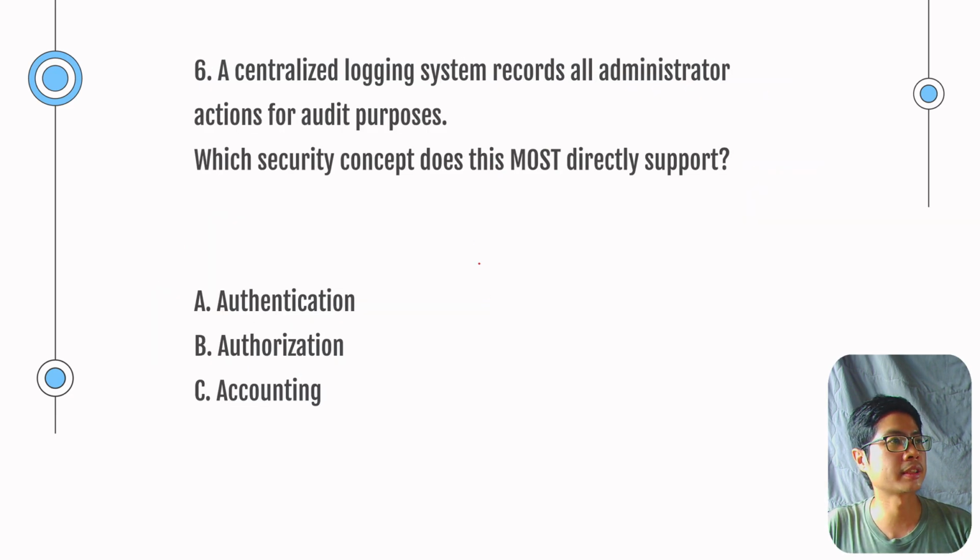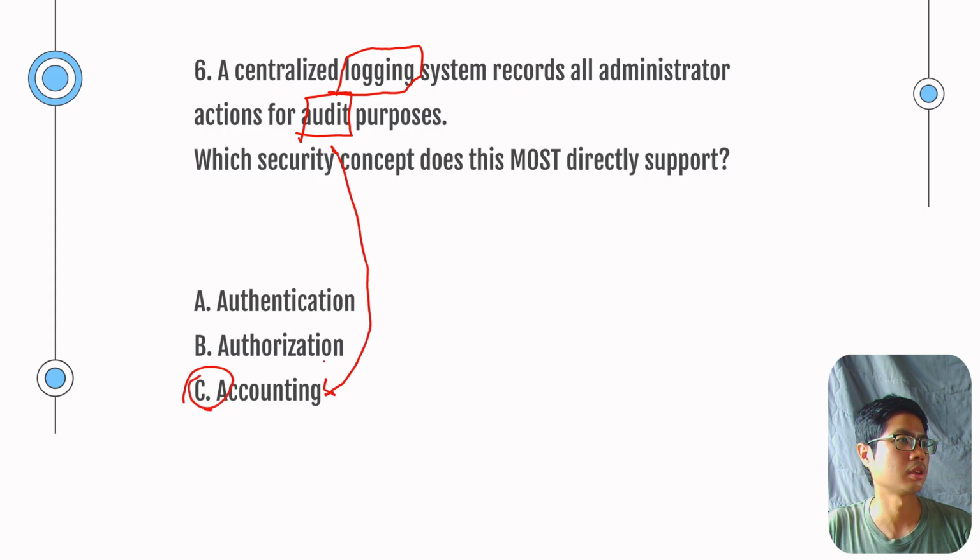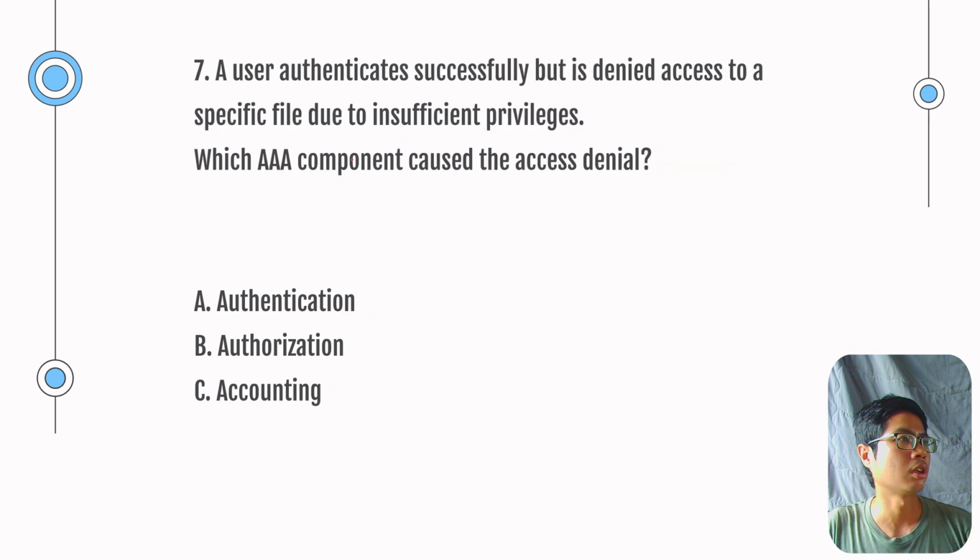Alright, moving on to question 6. A centralized logging system records all administrators' actions for audit purposes. Which security concept does this most thoroughly support? Again, you see the keywords audit, you see the keywords logging. Definitely this falls under accounting over here. So we are basically tracking all the actions that are happening. All the actions and anything that they may be authorized to do, they may be authorized, but maybe they didn't have a legitimate business purpose for doing it. We want to track that, and it helps to ensure information security.